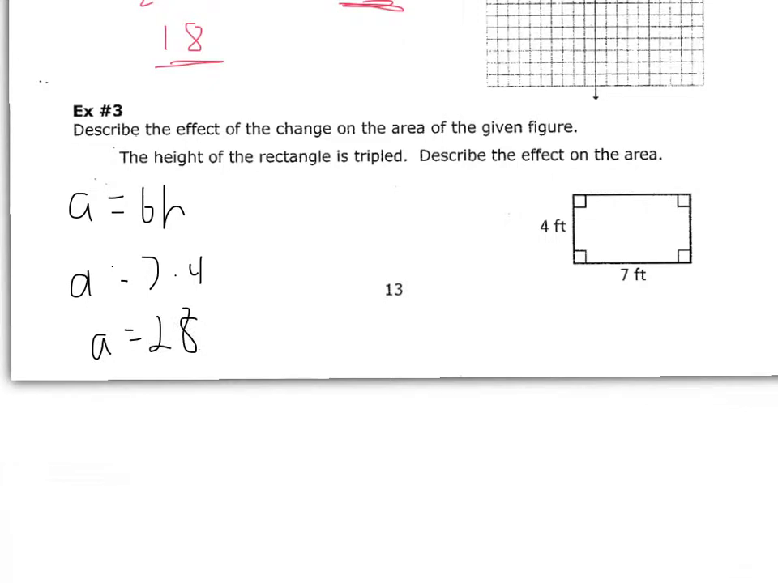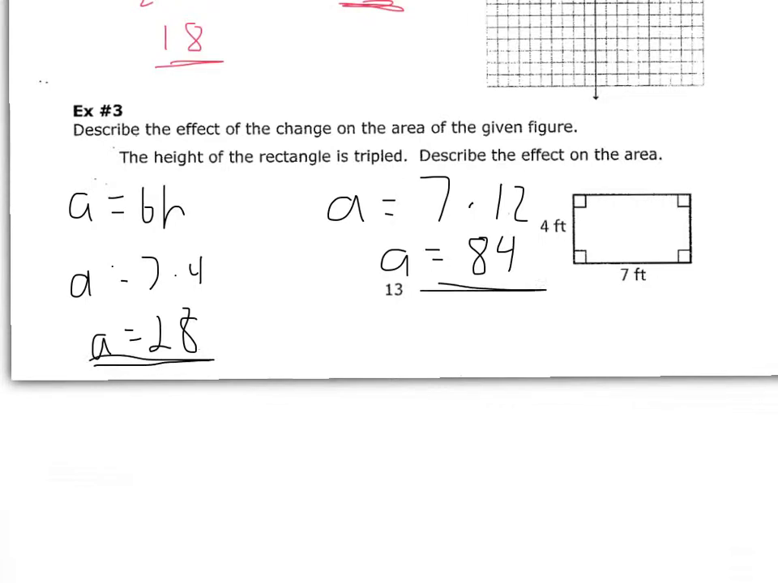And it said it wanted the height of the rectangle to be tripled. Okay, so your height is 4, so it becomes 12. So you have area equals 7 times 12. And 7 times 12, of course, is 84. Okay, so since your height was tripled, your area was also tripled. 28 times 3 is 84.